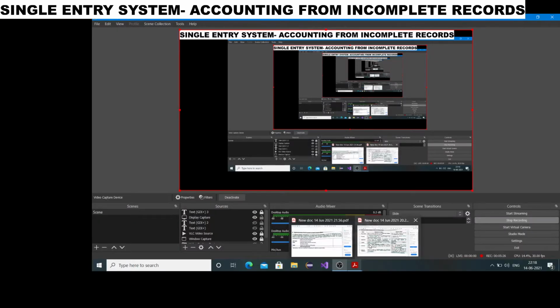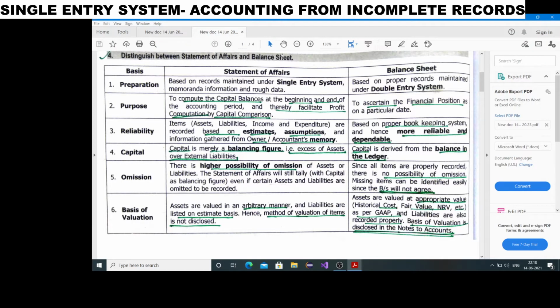So yeah, here we are. This is the differentiation between statement of affairs and balance sheet. Statement of affairs is prepared in single entry system and balance sheet is prepared in double entry system, right? Because in double entry system we maintain proper books of accounts. The purpose of preparing statement of affairs is to compute the capital balance in the beginning and end of the accounting period.